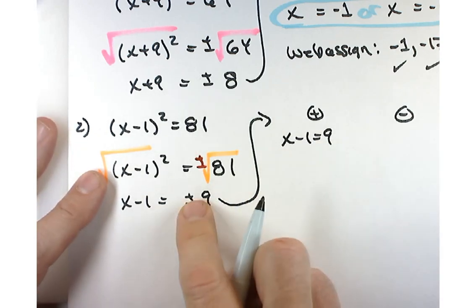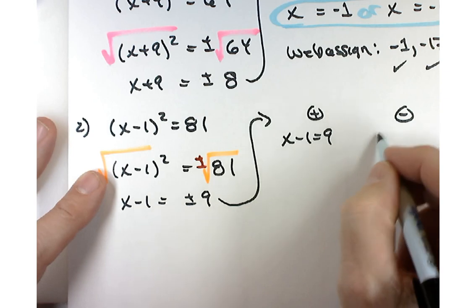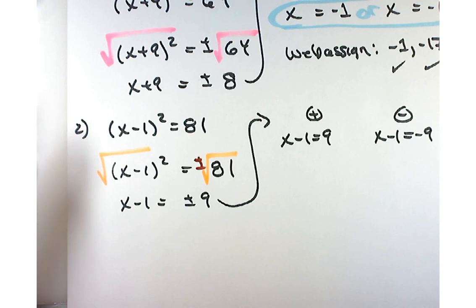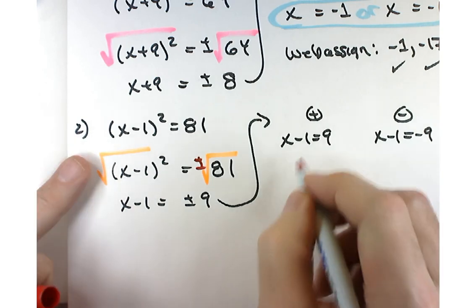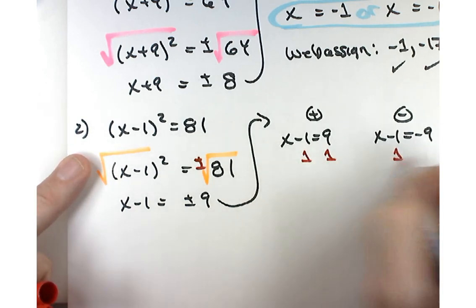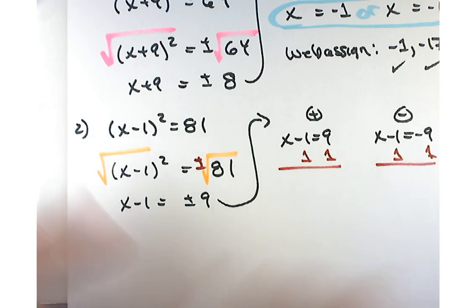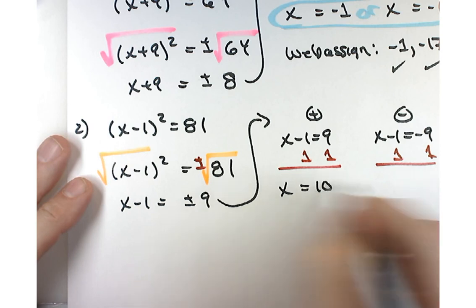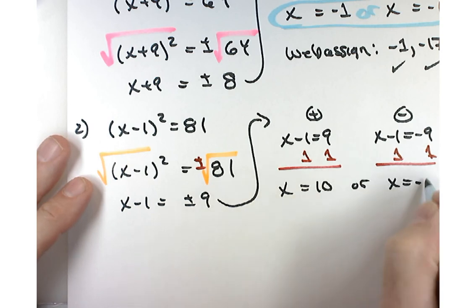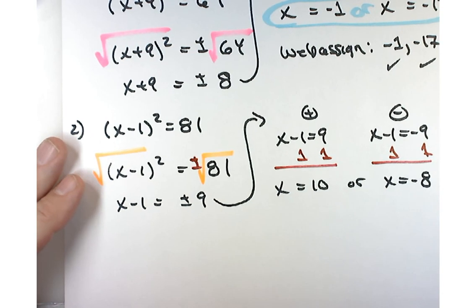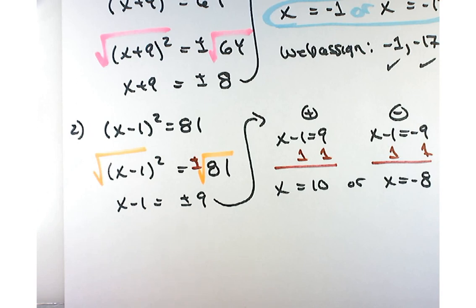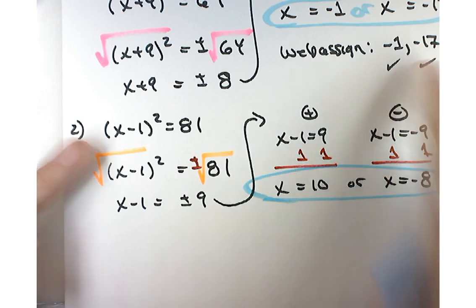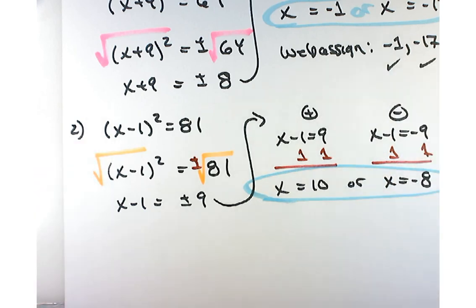You get the positive root, x minus 1 equals 9, and x minus 1 equals negative 9. In both cases, you're going to add 1 to both sides to solve. But you're going to get much different numbers on each of these. We'll get x equals 10 or x equals negative 8. Either one will work as a solution. So both of these, or list it with a comma between them if you're solving it on WebAssign.